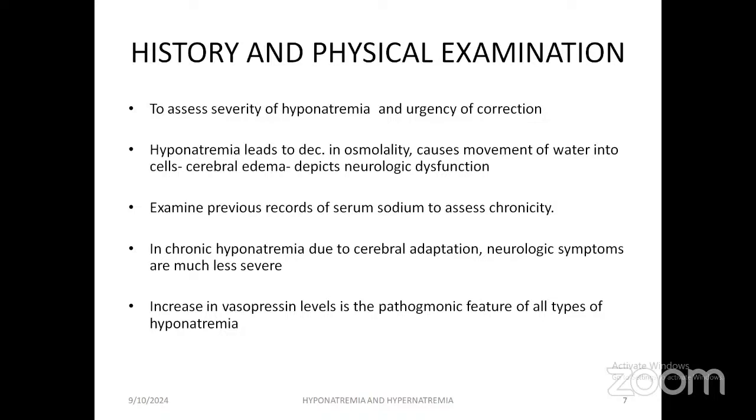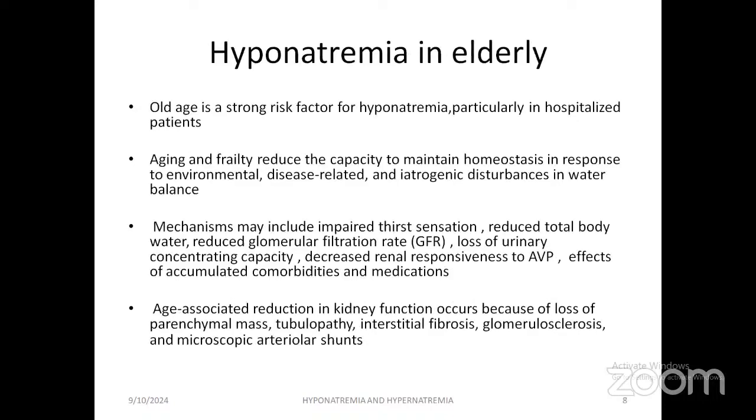History and physical examination is important to assess the severity of hyponatremia and urgency of correction. Hyponatremia leads to decrease in osmolarity, which causes movement of water into cells. This may lead to cerebral edema and present as neurological dysfunction. We have to examine previous records of serum sodium to assess the chronicity. In chronic hyponatremia, due to cerebral adaptation, neurological symptoms are much less severe. Increase in vasopressin levels is a pathognomonic feature of all types of hyponatremia.